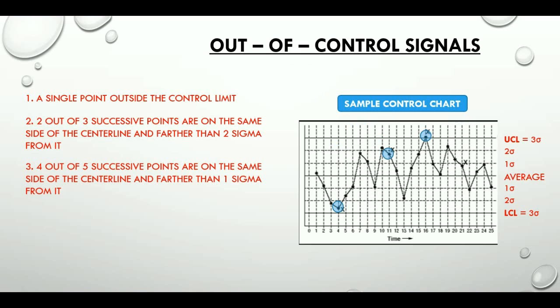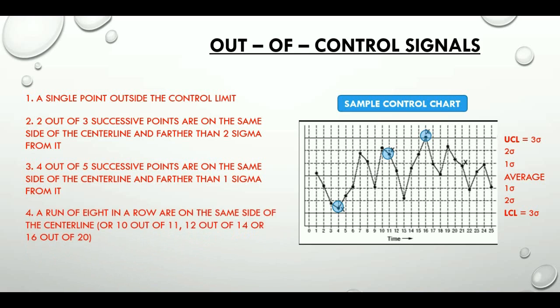Finally, a run of 8 in a row. A run of 8 in a row are on the same side of the center line, or 10 data points out of 11, 12 data points out of 14, or 16 data points out of 20. For your knowledge, a run is a series of increasing or decreasing values, and the number of data points in the run is the length of the run.